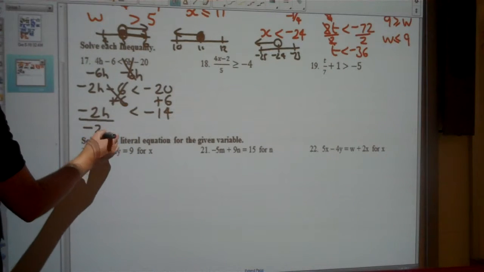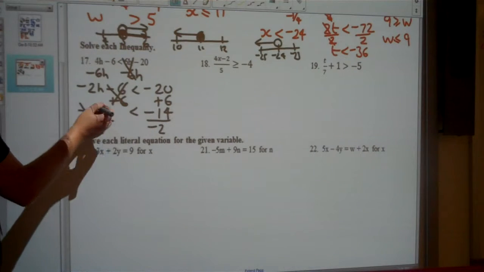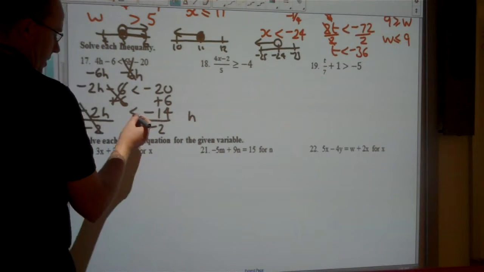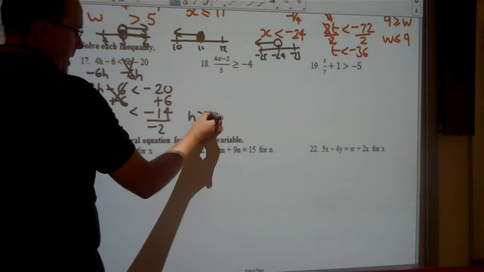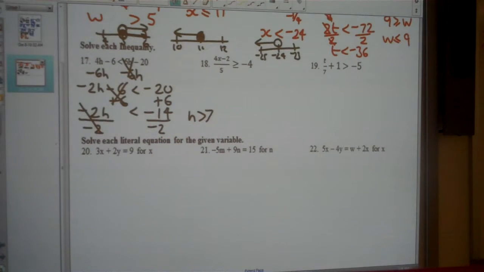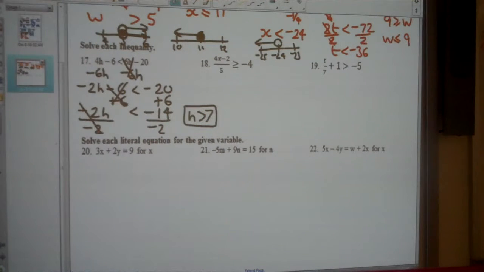And then on my last step, I'm going to divide both sides by -2. So that cancels, but as I just divided by a negative number, that's going to flip the inequality back over. And -14 divided by -2 is +7. So my answer is h is greater than 7.